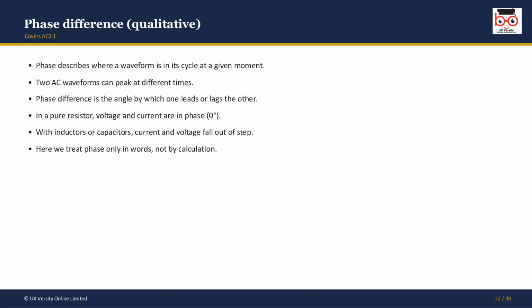Phase describes where a waveform has got to in its cycle at a given moment, and two AC waveforms can reach their peaks at different times. The phase difference is the angle by which one leads or lags the other. In a pure resistor, voltage and current are in phase, 0 degrees apart, but once you add inductors or capacitors, they fall out of step. For now, we'll treat phase only qualitatively, without any calculation.